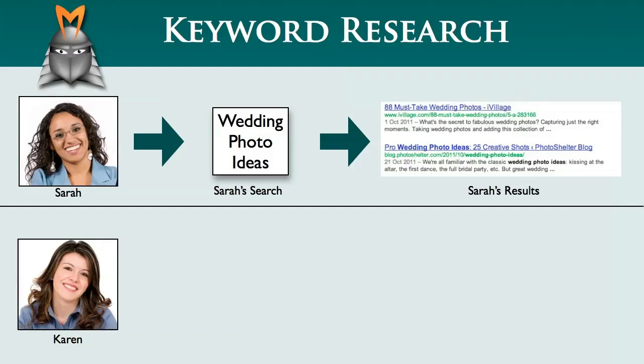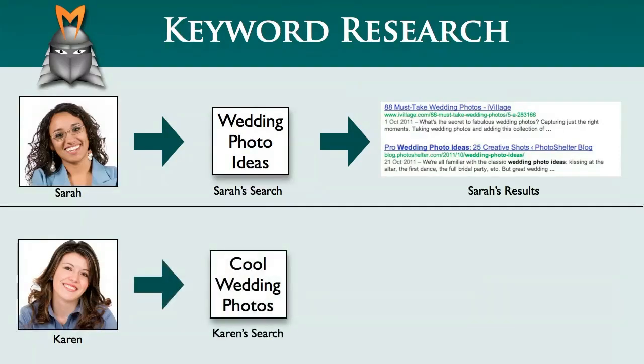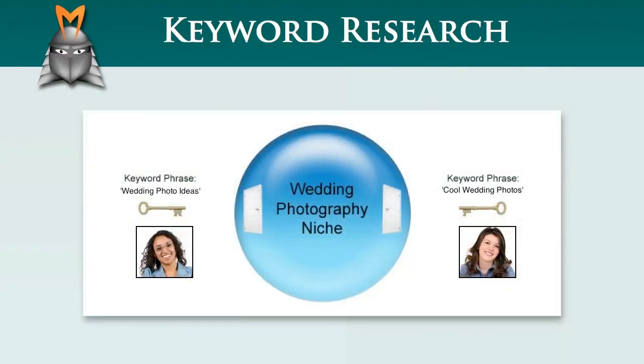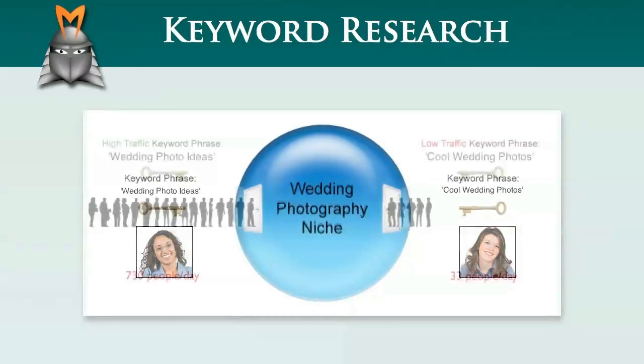When Karen uses Google to explore the wedding photography niche, she enters the keyword phrase cool wedding photos. She receives a different set of results to Sarah because her keyword phrase has a different focus. The first thing to notice here is that Sarah and Karen are both exploring the same market niche. However, they generate a very different view of that niche based on the keyword phrase they enter into Google. A great way to think of keyword phrases is that each phrase is like a key that unlocks a specific door to provide access to a market niche.